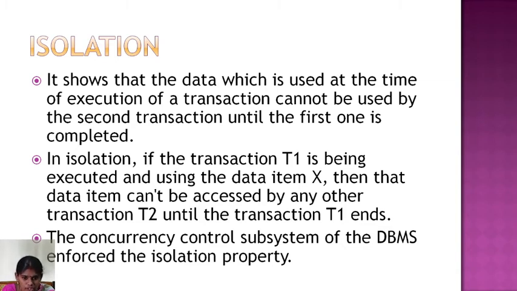So in isolation, if transaction T1 is being executed and using the data item X, then the data item cannot be accessed by any other transaction T2 until T1 ends. So T1 means my ATM transaction, and T2 means the check being processed. After completion of T1, my ATM process, the check processing will be executed. That is isolation. The concurrency control subsystem of the DBMS enforces the isolation property.